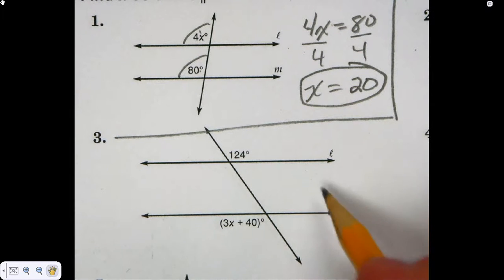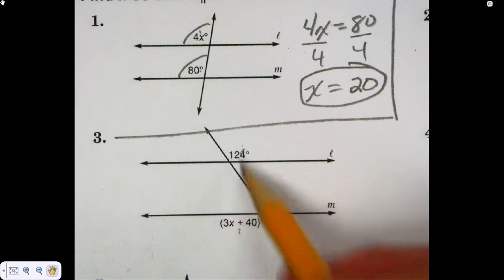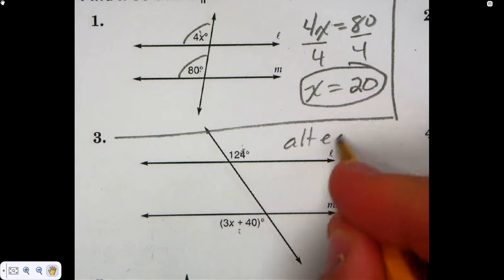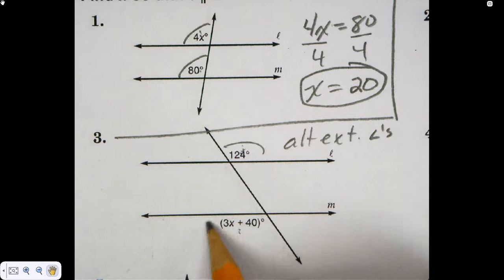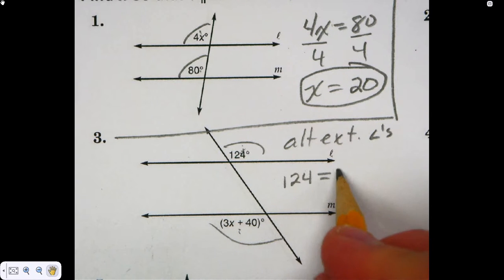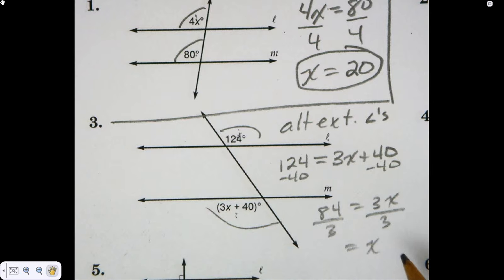Okay, for L to be parallel to M, how would this angle have to relate to this angle? First of all, how do they relate? They're alternate exterior what? When lines are parallel, what do we know about alternate exterior angles? They are congruent. So what's my equation? 124 is equal to what? 3x plus 40. What's my first step? Subtract 40 from both sides. And I would get what? 84 is equal to 3x. Divide both sides by 3. What's x equal to? 28 maybe?